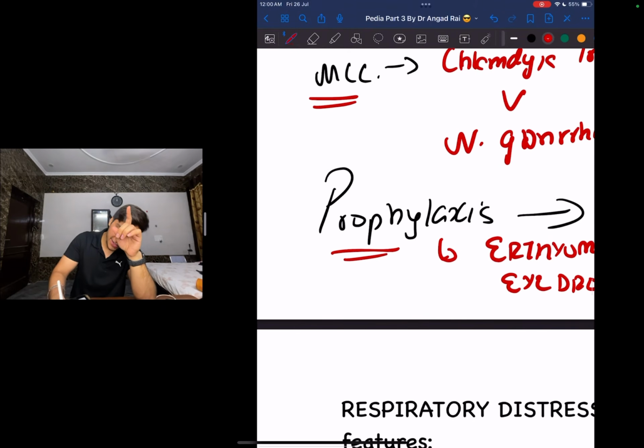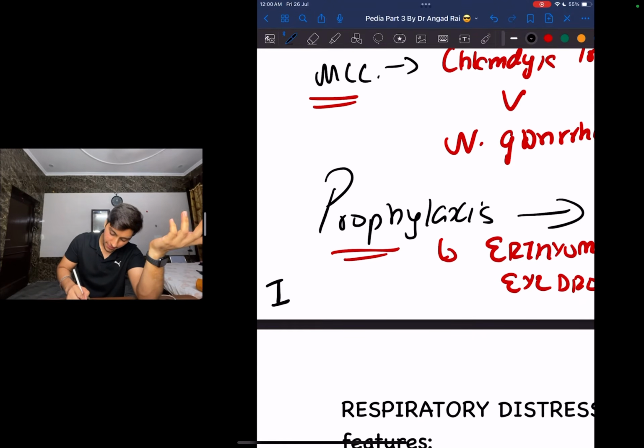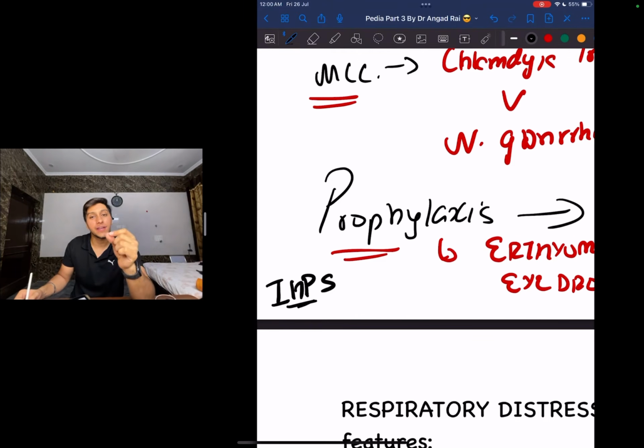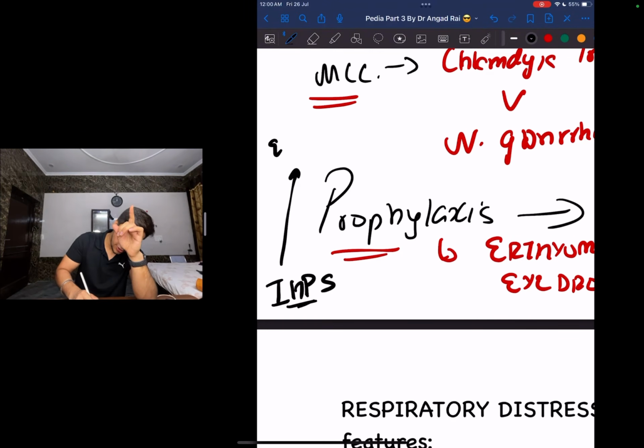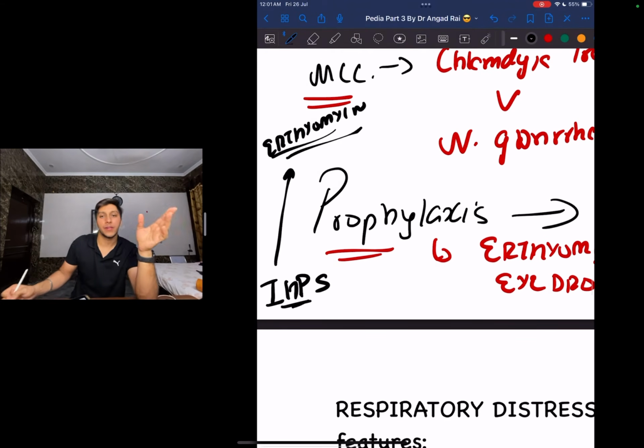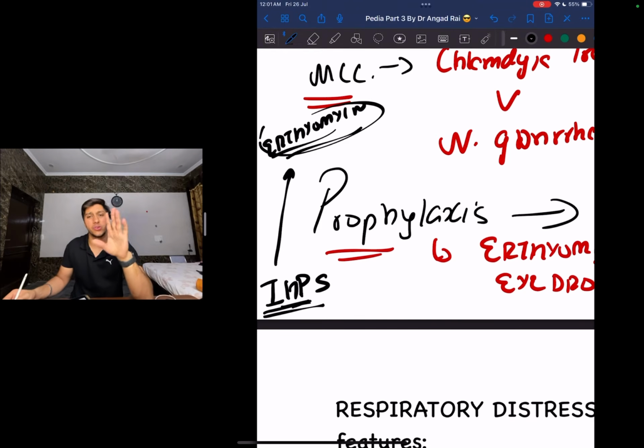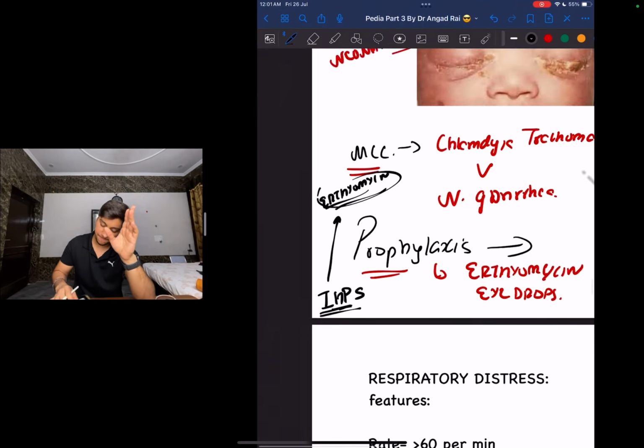The answer is, nowadays it is called infantile hypertrophic pyloric stenosis. Infantile hypertrophic pyloric stenosis, when you use erythromycin during pregnancy. We'll talk more about that later. That's why we don't use it even nowadays, because erythromycin causes infantile hypertrophic pyloric stenosis.